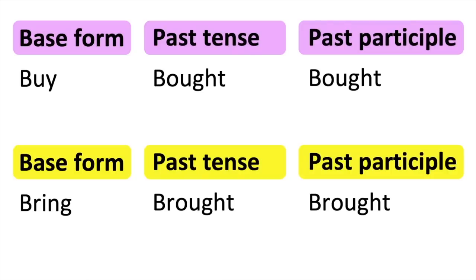The base form of the verb is buy. This means to get something by paying money for it. The past tense and past participle of the verb is bought. The base form of the verb is bring. This means to carry or to take someone or something to a place. The past tense and past participle of the verb is brought.